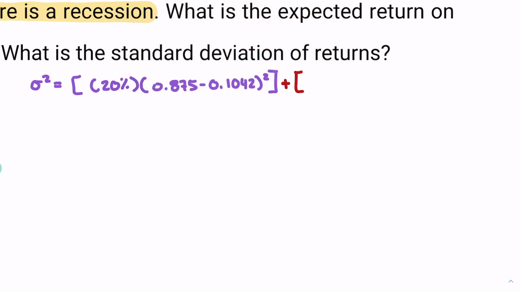Now, just to make it super clear, we're going to do another set. Now we're looking at 55% for the stable economy. So we have 55% times, and if I'm not mistaken, it was 0.04167, minus the same value, the mean, squared.